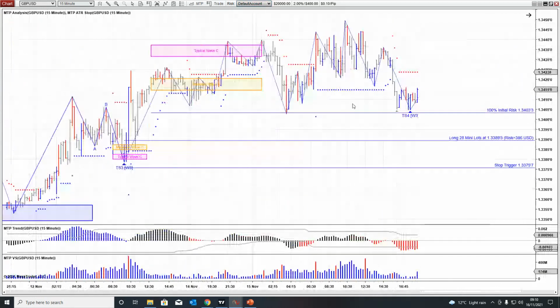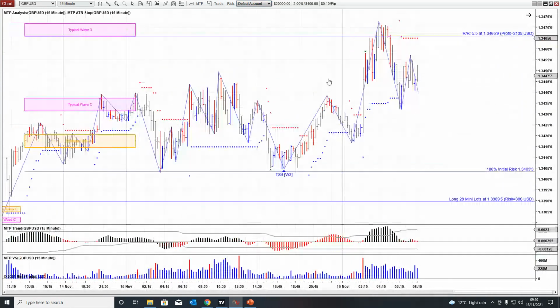If I just scroll forward here a bit further, can you see here the British pound did go up to our wave 3 target, which is our target for our W3 trade setup. It went up to that target there, and that's where it made a profit of just over $2,000, risking just under $400. But the important thing is this RR number. Can you see here how at the profit target, the profit was large, not just in dollars, but large in risk reward units.